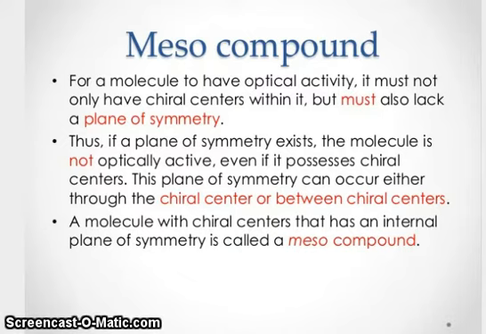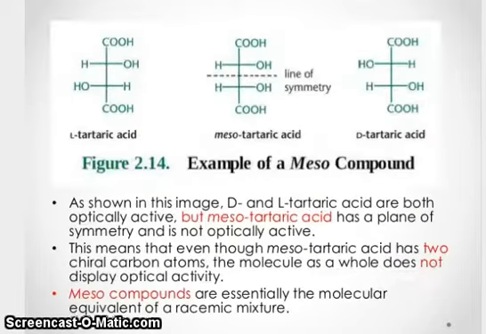Even if it possesses chiral centers, this plane of symmetry can occur either through the chiral center or between the chiral centers. A molecule with chiral centers that has an internal plane of symmetry is called a meso compound.